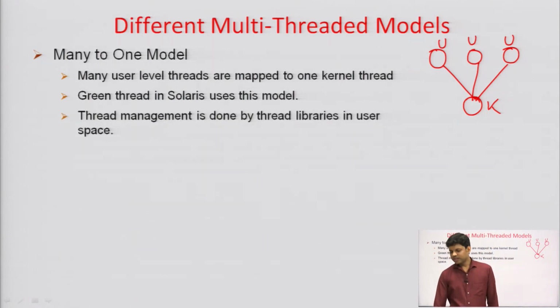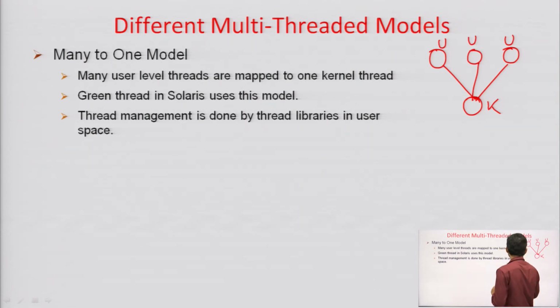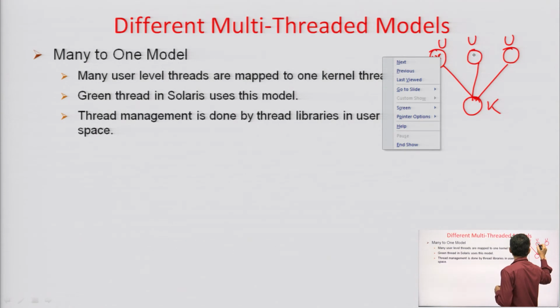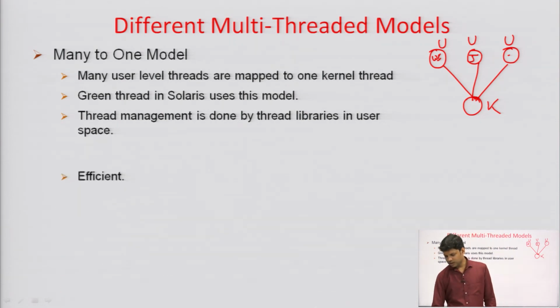Thread management is done by thread libraries, which we will see after these models. What are those thread libraries? Thread management is done by the thread libraries, and they are situated at user level, like Win32 or the Java API. All these thread libraries reside in the user level space.